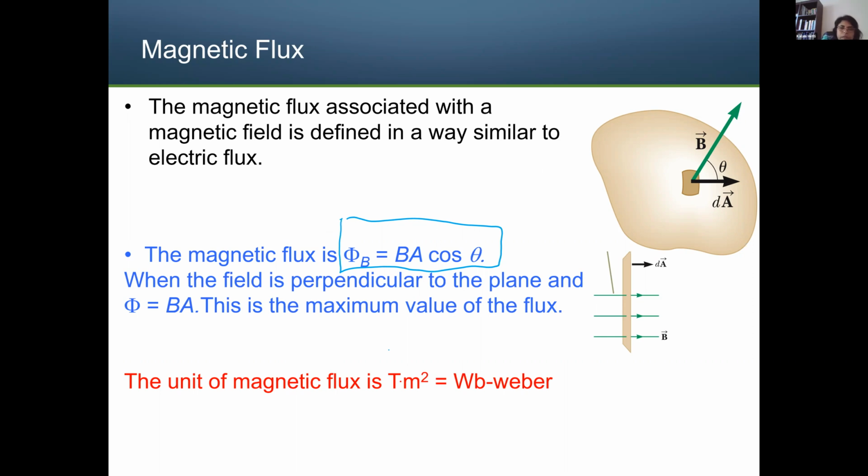So units, Tesla meter squared. You see that it is measured from Tesla and meter squared in here, right? So that we call as Weber. Okay.